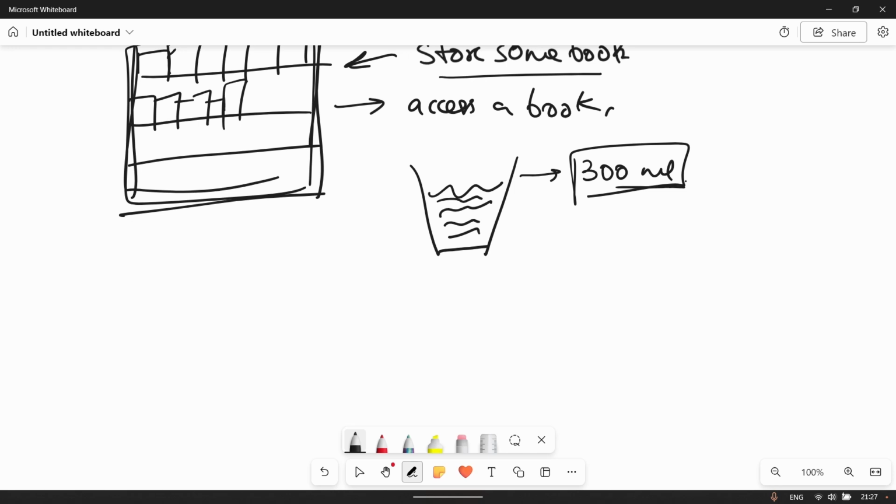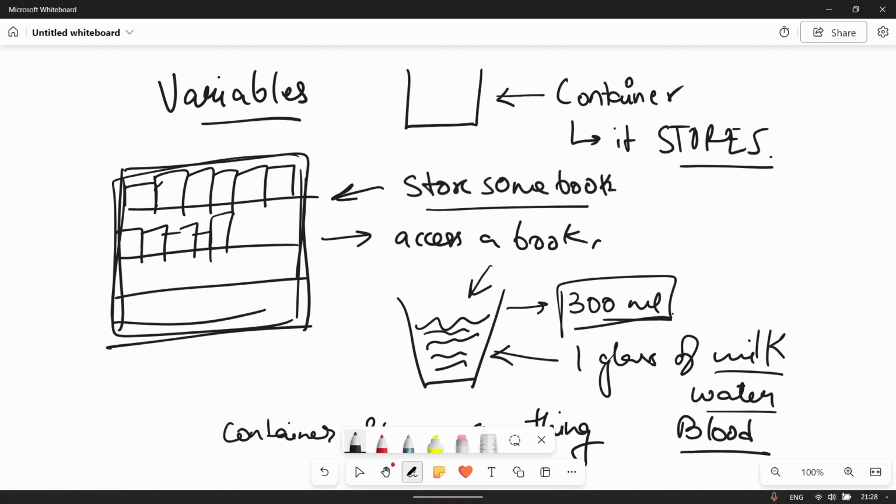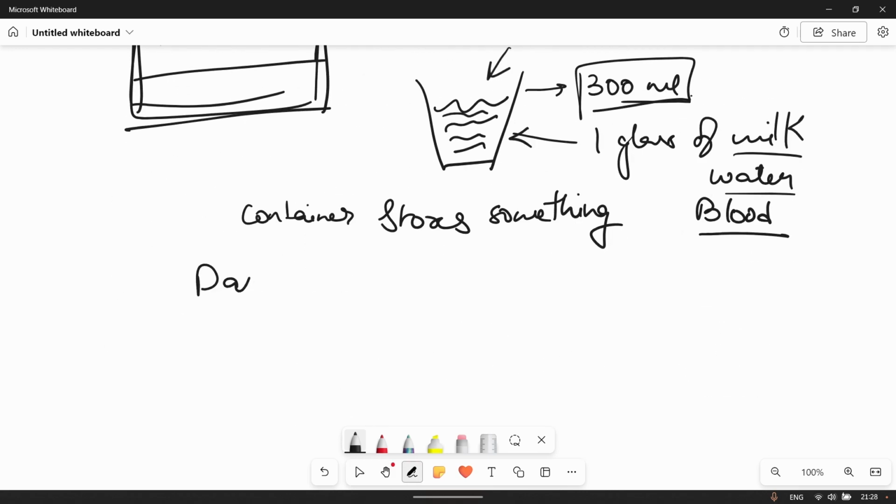So what we understood is a container stores something. At the same time, you also need to understand that different containers can store different things. Although this can store a glass of milk, of water, even blood. For some reason, if you donate blood, you can store that in a glass. So you can store a lot of stuff, but it should be some form of a liquid. This would lead us to a new thing known as data types. That is what I'm trying to proceed to. So variables and data types.